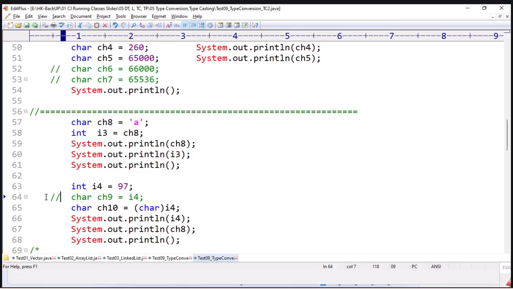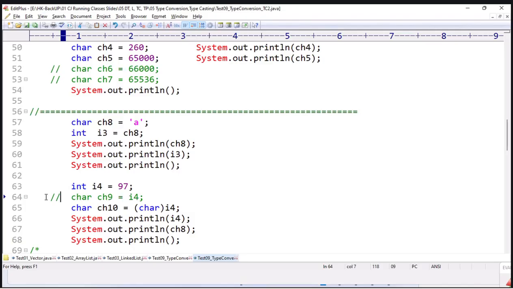A char literal can be assigned to all number data type variables, no problem. Second point, a char variable I cannot assign to byte or short, but it can be assigned to int onwards. Understand? Next, an int literal can be assigned to a char variable, but a byte variable, short variable, or int variable cannot be assigned to a char variable because their range is higher than char. Okay? Understood? Got clarity to your brain?